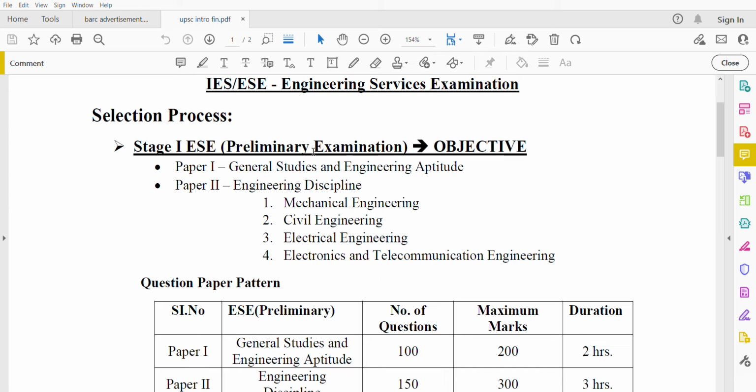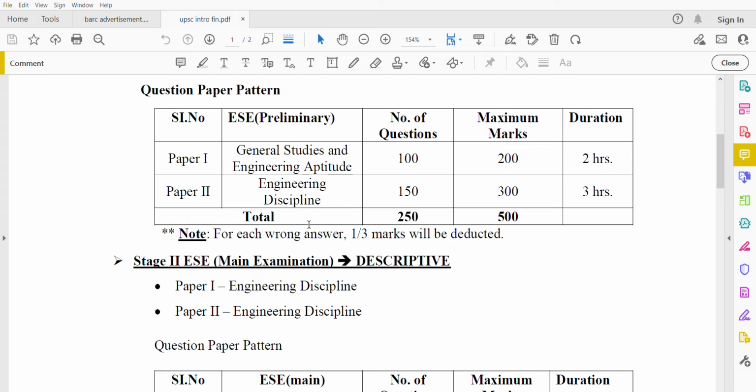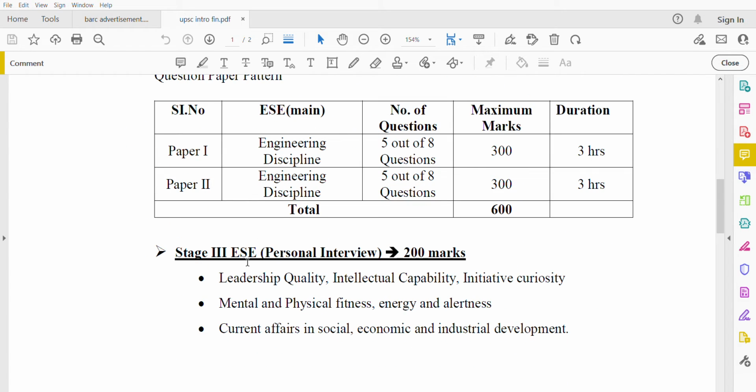Stage 1 is the preliminary examination. It is of purely objective type. Stage 2 is the main examination. It is of descriptive type. And stage 3 is the personal interview. It is of 200 marks.